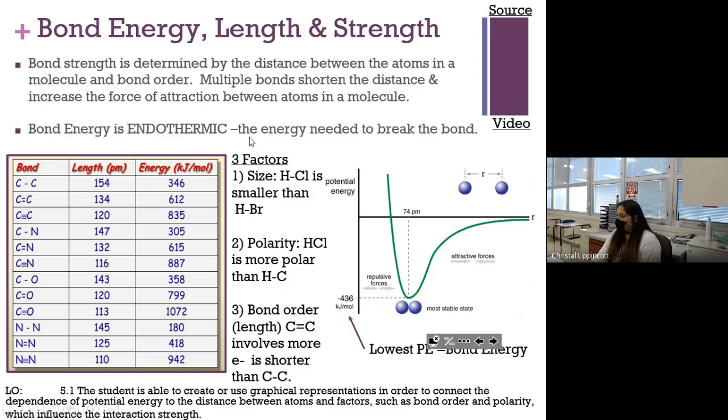So we have three different factors here. Size, like HCl is smaller than HBr. We have polarity: HCl is more polar than HBr. And then bond order. This is going to take more energy to break than this one.